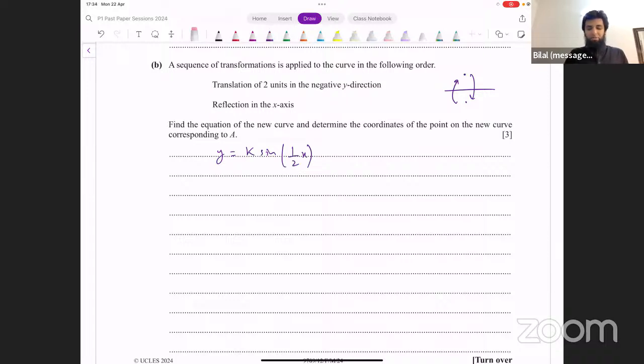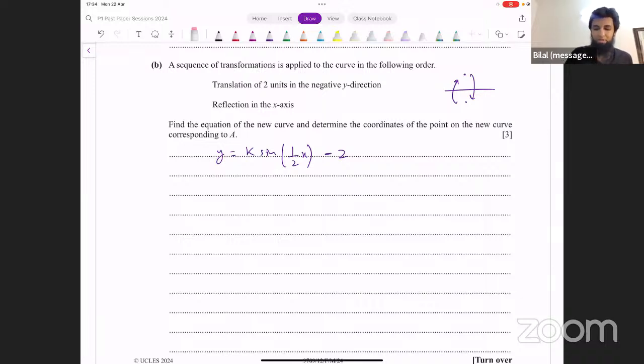Let's apply these two transformations. First of all, you have to translate 2 units in the negative y direction. So from the whole function, you subtract 2, right? Translation means plus or minus something. Vertical transformation means you have to do something outside the whole function. So outside the whole function, you subtract 2. That is what happens when you translate 2 units in the negative y direction, 2 units down.